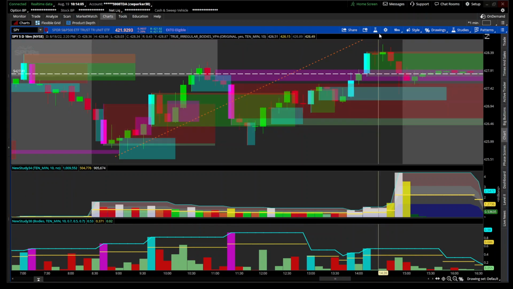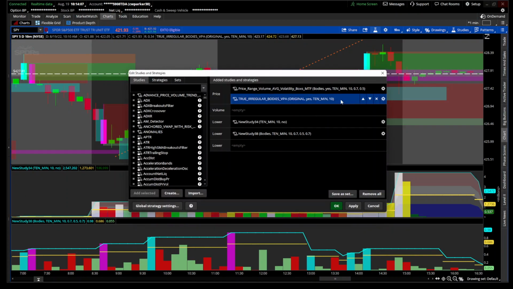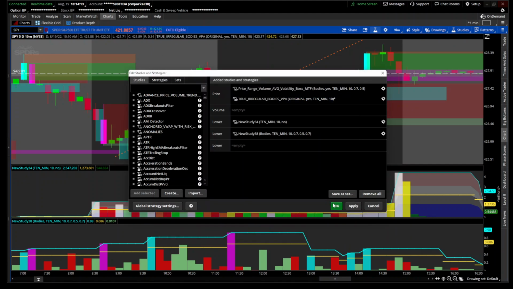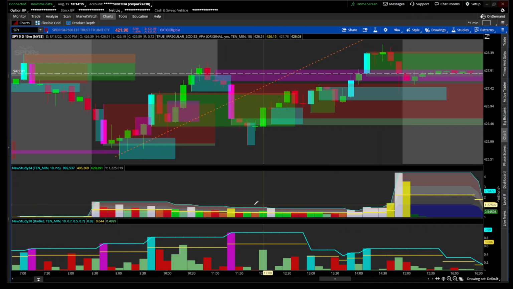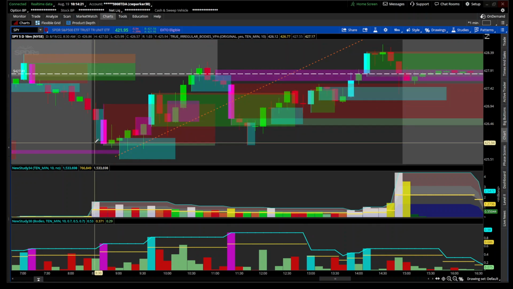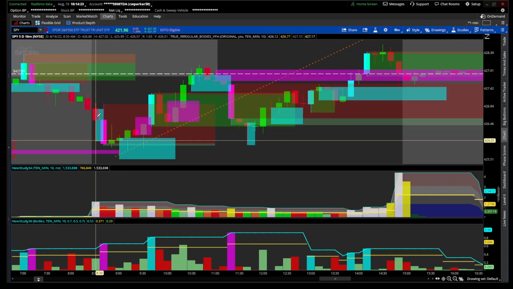It caught it. I went ahead and changed the irregular body back to the original. You can see right here, because I had it on the averages, but when you change it back to the original, it's going to go for each and every bar. And you can look right here, it caught it right there. And this signifies buying pressure, because the candle is trying to push up.